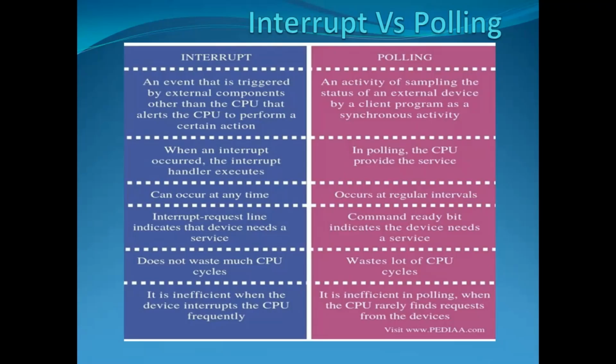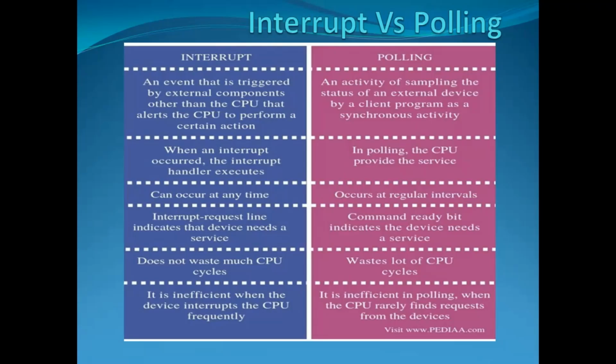If any machine works on a particular task and any other task interrupts it, and a microcontroller or a CPU needs to give the control to that task, this generates an inefficiency for that particular task. So in the case of the interrupt, it is inefficient when it requests the CPU frequently, whereas polling is also inefficient when the CPU rarely finds a request from the devices.